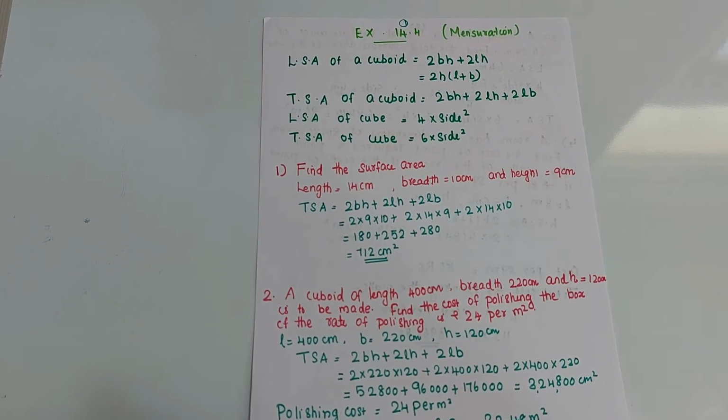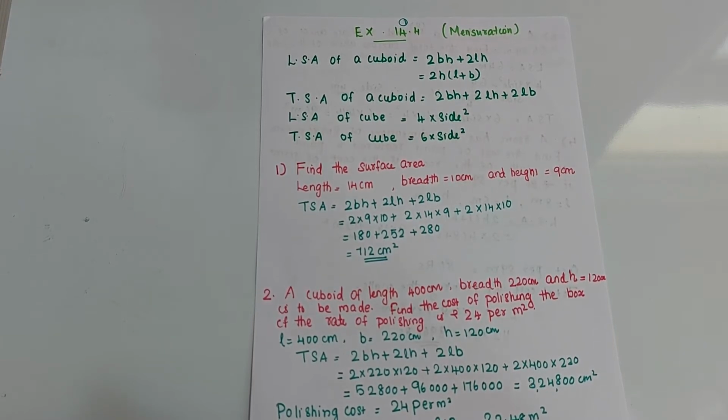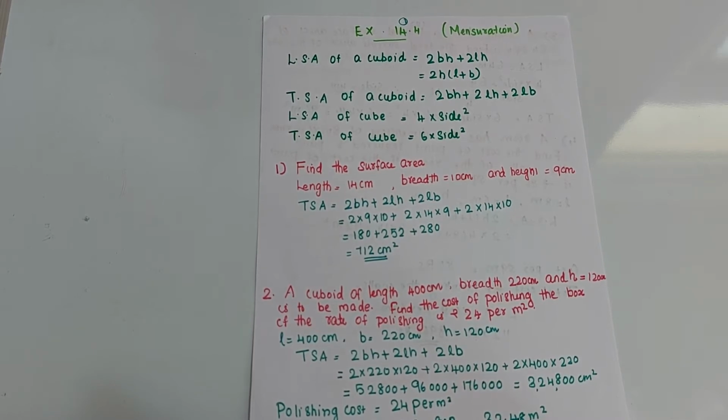Our first question is: find the surface area if length equal to 14 cm, breadth equal to 10 cm and height equal to 9 cm. So we have to find out the TSA of cuboid. Length, breadth, height are given. So TSA is equal to, by our formula, 2BH plus 2LH plus 2LB. Substituting, L equal to 14, B equal to 10 and H equal to 9, and after simplification, we will get total surface area of cuboid equal to 712 centimeter square.